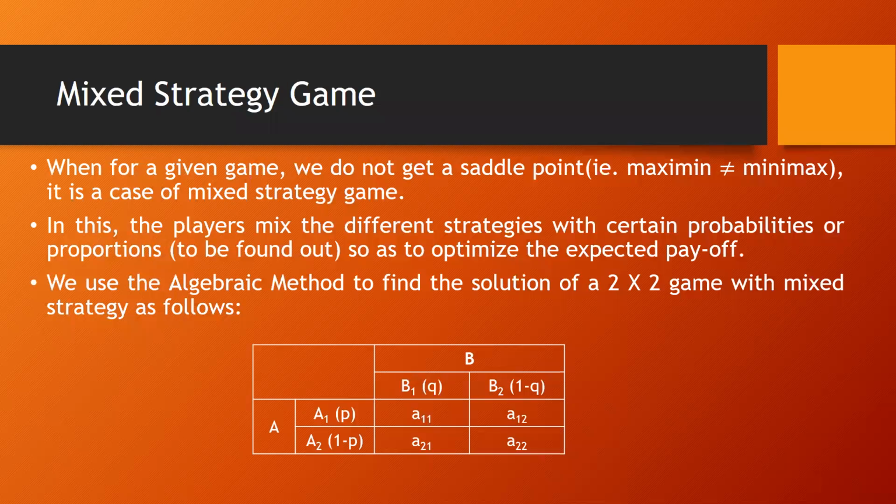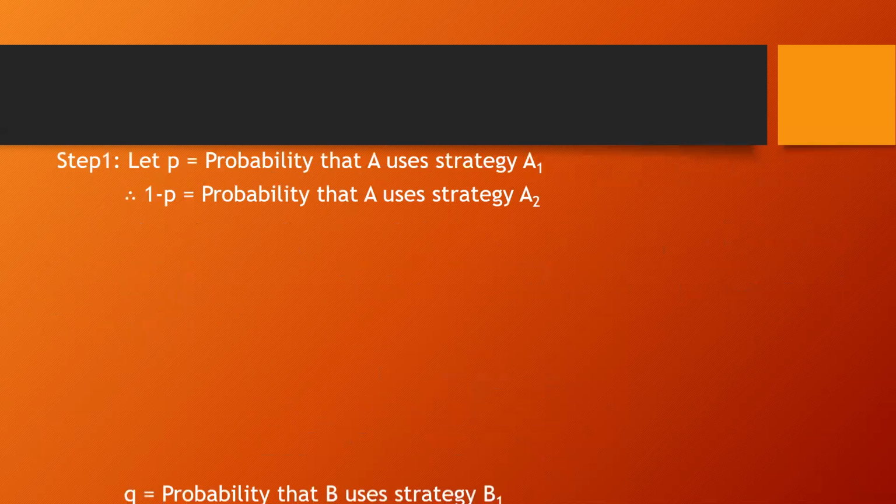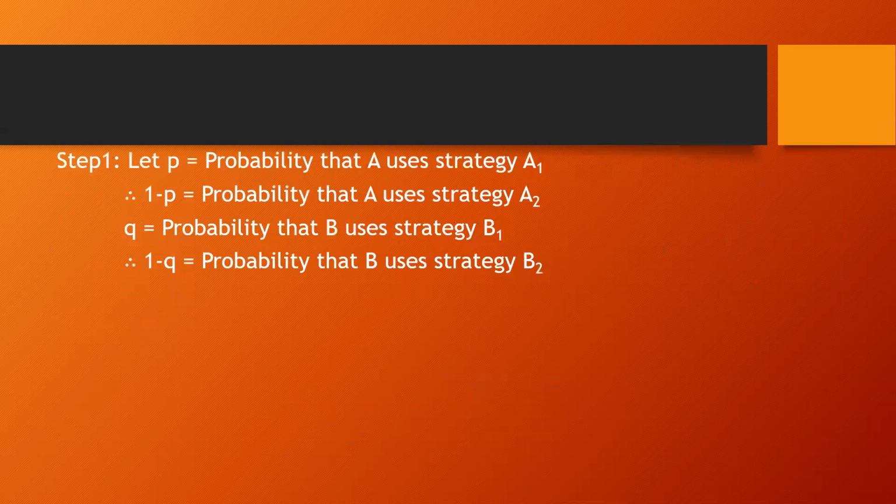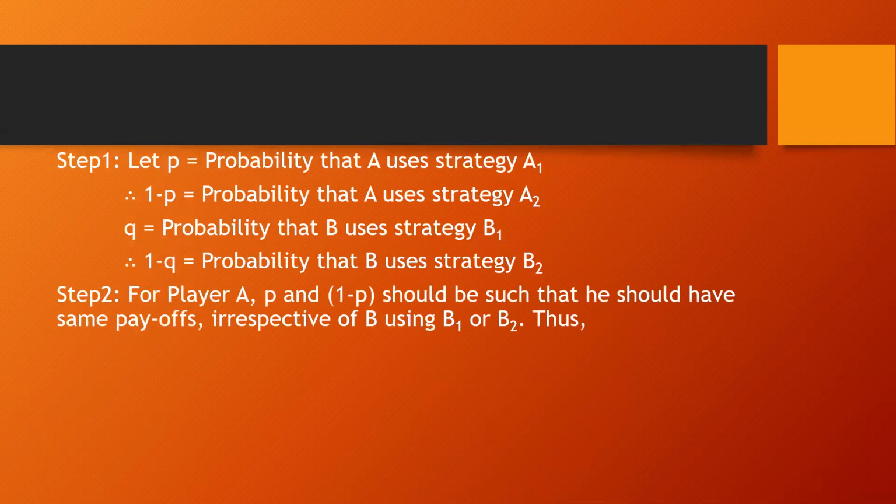Now, let us see the steps first. Let us say P is the probability that A uses strategy A1, and 1 minus P is the probability that A uses strategy A2. Similarly, Q will be the probability that B uses strategy B1, and 1 minus Q is the probability that B uses strategy B2. The second step is for player A: P and 1 minus P should be such that we have the same payoffs irrespective of B using B1 or B2.